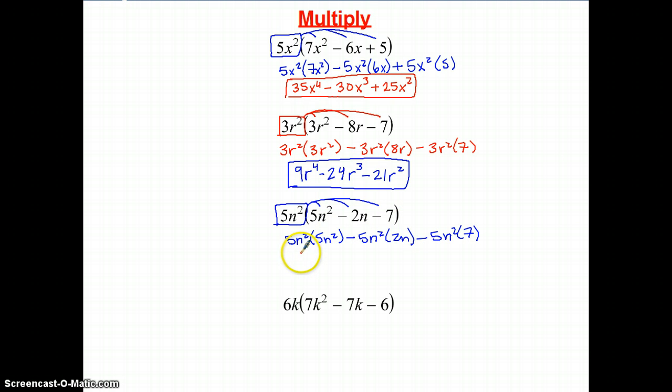My first 2 terms multiply to 25n to the 4th. Second, negative 5 times 2 is negative 10. N squared times n is n to the 3rd. And lastly, negative 5 times 7 is negative 35n squared. These are not like terms, so we leave our answer like this.